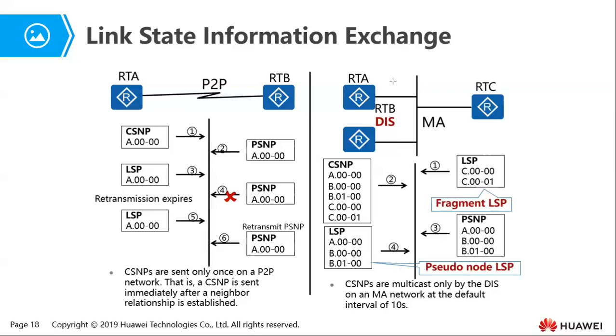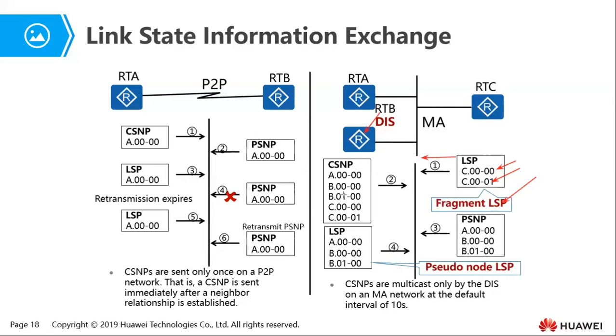Okay, I think, who is RTA? RTB, this guy here. RTB is the DIS, designated intermediate system. So what happens is, after forming the neighbor relationships with the DIS, for example RTC will send an LSP, which is a fragment of the networks it knows about. It will send it to the DIS. So that is step number one.